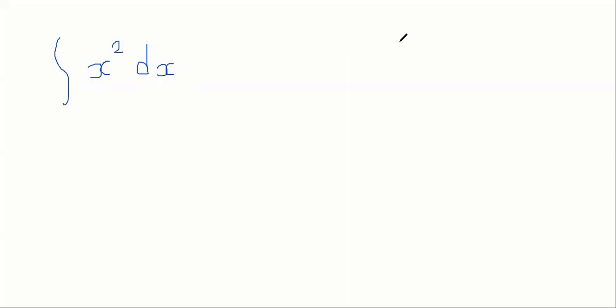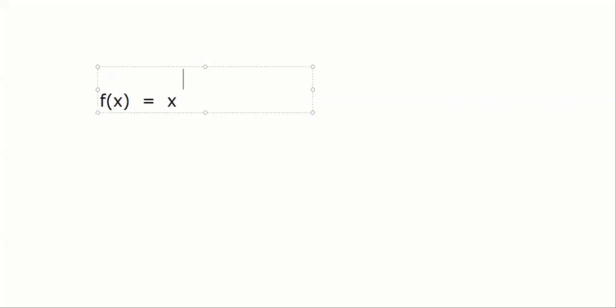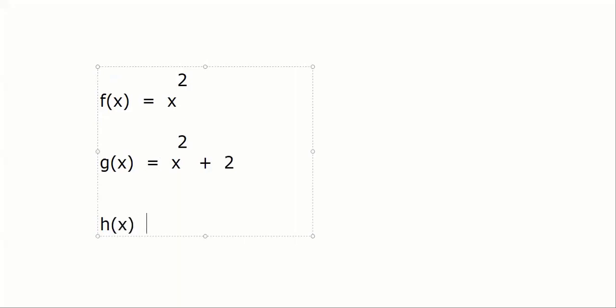Let me give another example. Listen carefully, guys. Suppose one function is f(x) equal to x square. Another function g(x) is x square plus 2. And say another function h(x) equal to x square plus 5, correct? There are three different functions, f(x), g(x) and h(x). So the family is the same.